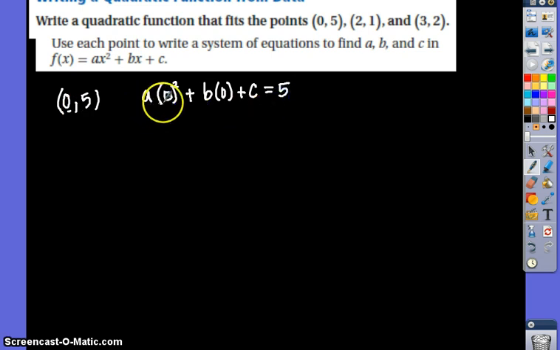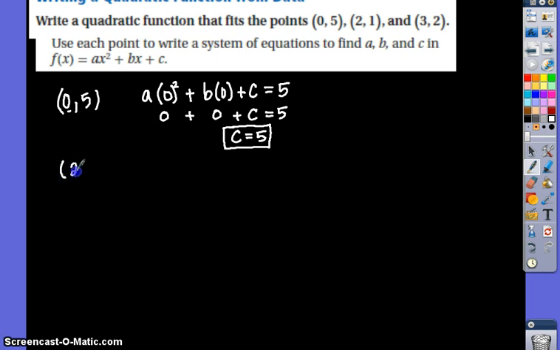So we do a little work here. This would become a 0, this would become a 0, and then c is all by itself. So we get c equals 5. All right, we want to box that. That's an important part later in the problem. c equals 5.